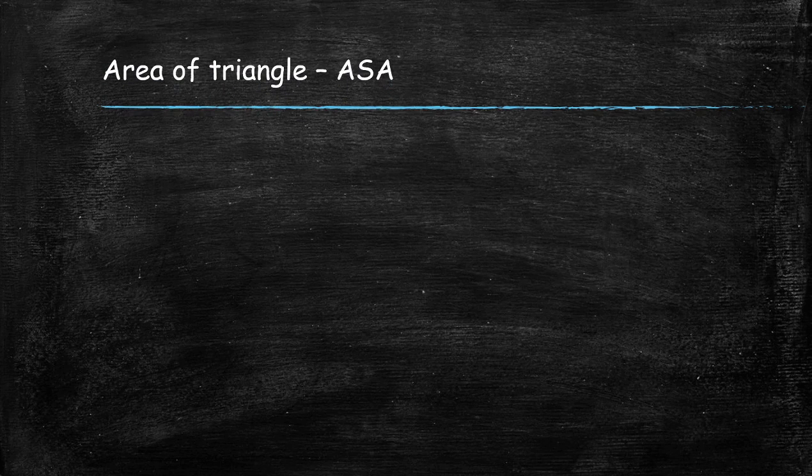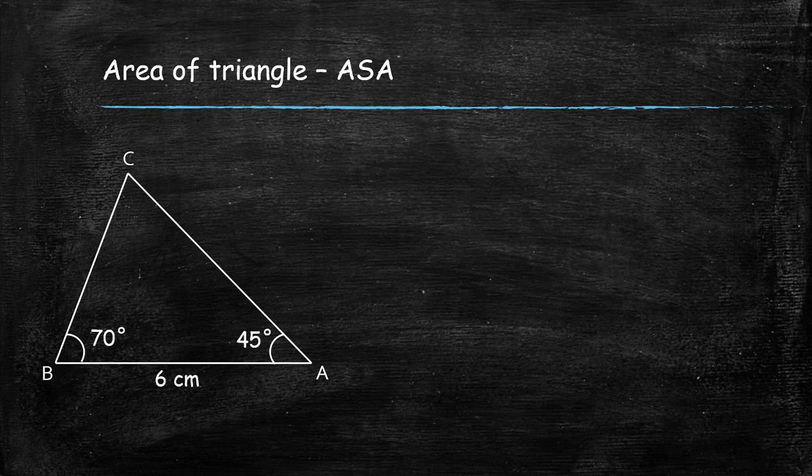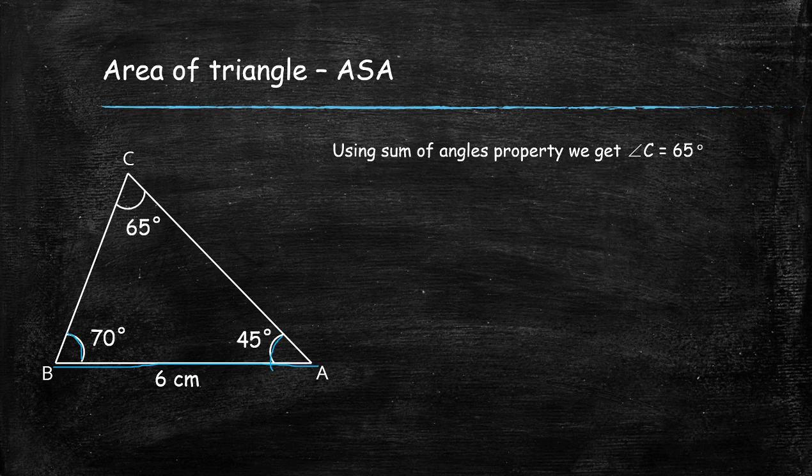Area of a triangle when two angles and the common side are given. So angle, side, angle: angles sharing the same side. So angle B is 70 degrees, side BA is 6 centimeter, angle A is 45 degrees. Now we have to find the area of this triangle. So we find the third angle, angle C, which is 65 degrees, by using the sum of angles property.